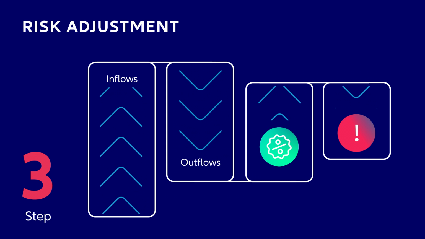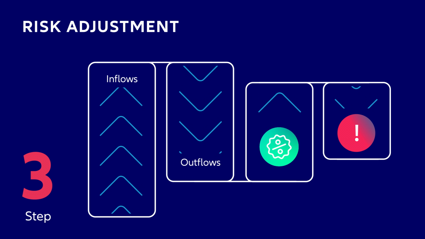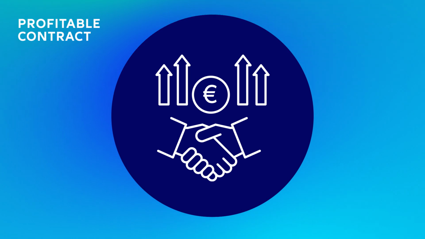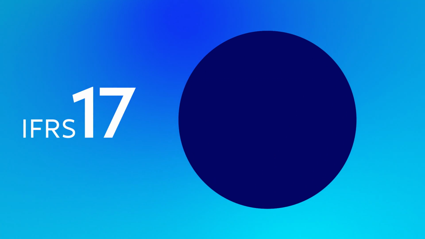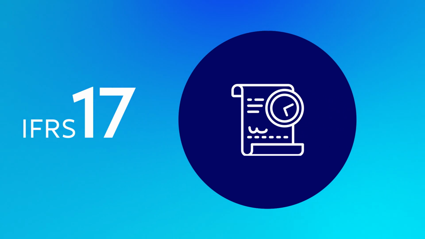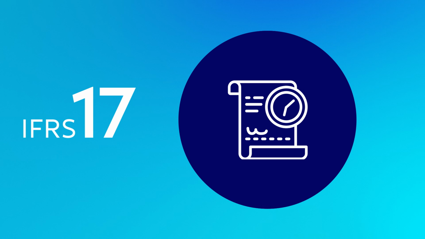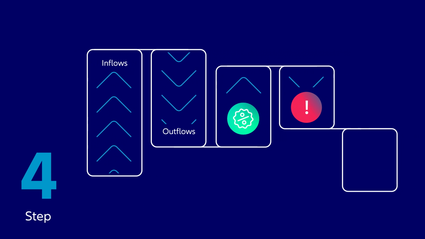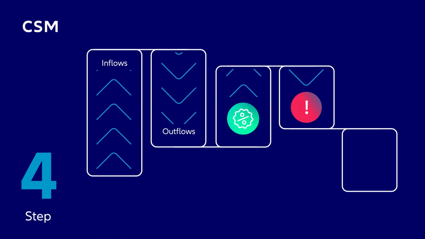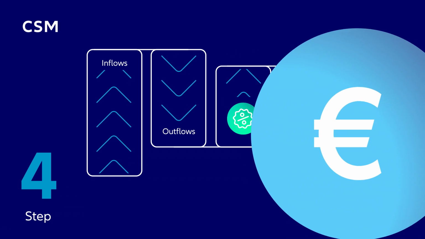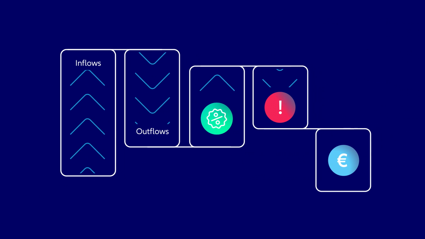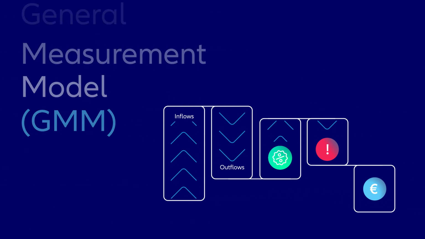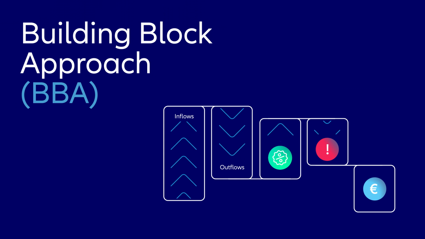For a profitable contract, this valuation would result in an immediate gain at the inception of the contract. However, IFRS 17 recognizes that the insurer still needs to service the contract over the entire coverage period. That is why, as step 4, the calculated profit margin at inception is placed under the contractual service margin, or CSM, which represents the profit that an insurer is expecting in the future when it provides the service. This approach is referred to as the General Measurement Model, GMM, or the Building Block Approach, BBA.